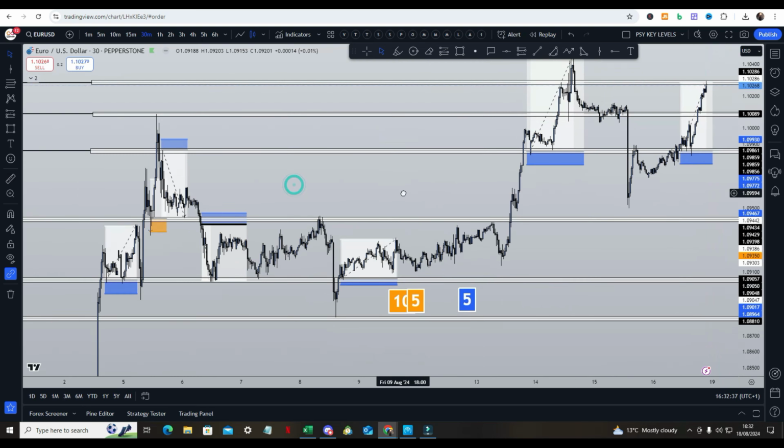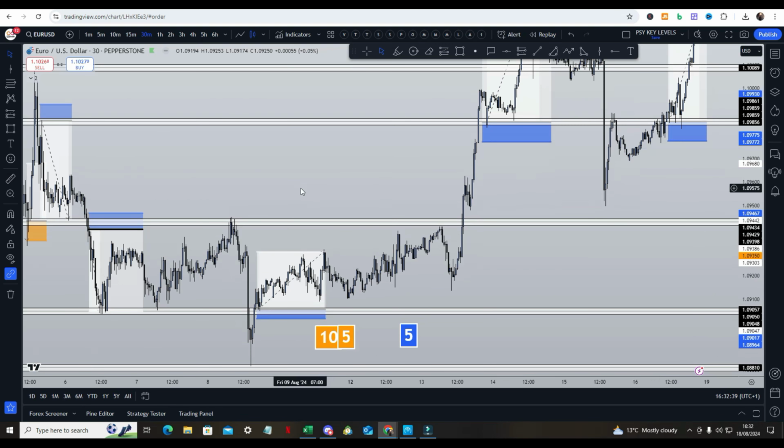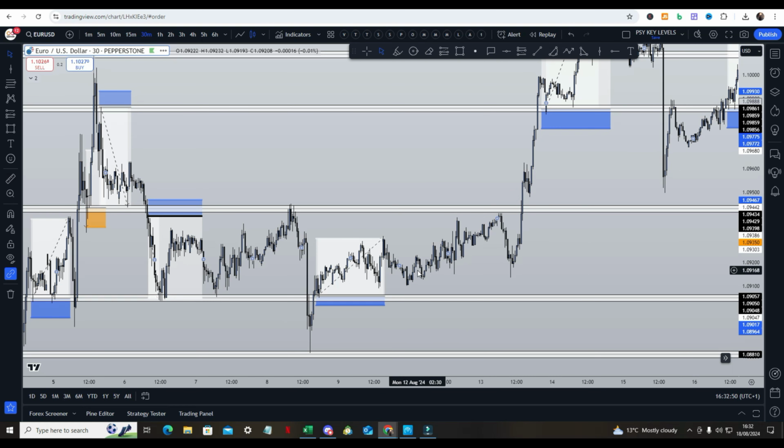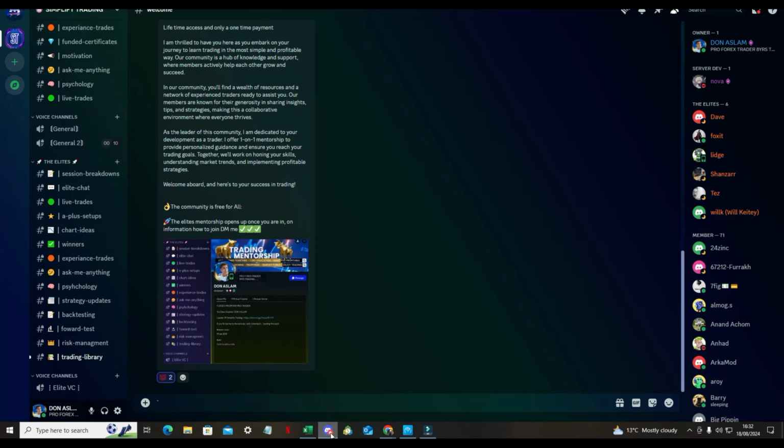Now the break and retest, guys, is a method that is very simple even if you're a beginner. It's not even hard to learn. Of course, if you join the mentorship, guys, then when you're speaking to myself and I break down every single thing, and it's unlimited one-to-one sessions, it's a no-brainer, right?